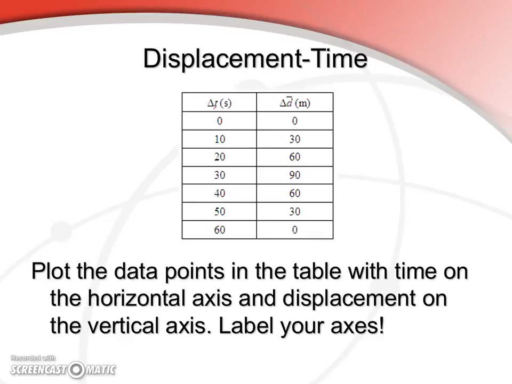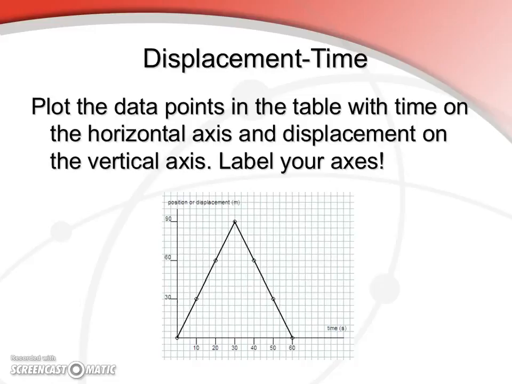So let's go ahead and plot the points in this table with time on the horizontal axis. So we're going to get a displacement time graph. Go ahead and pause the movie, please, and do that now. Okay, so this is what we should look like. We've got a pretty simple triangle where the displacement increases as we move away from the origin, and then when we turn around and come back, the displacement decreases back down to 0.